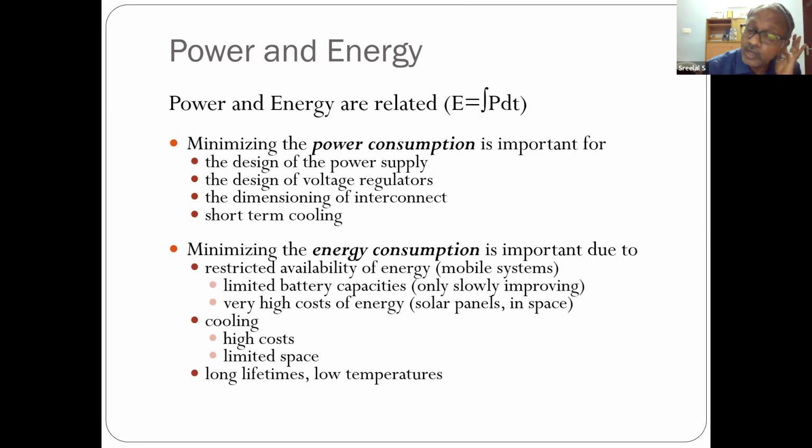As we all know, our mobile phones, for example, are working on the lithium-ion battery, and the weight of the battery depends upon, and the number of times we have to recharge it depends upon how much power the electronics inside is taking. So limited battery capacities and very high costs of energy also are important, especially in space. For example, we harvest energy, as you may all know, from solar panels, and therefore there is a limitation in the amount of energy available, and that too when the satellite is facing the sun only it can be done. So cooling is another aspect which involves high cost, limited space, long lifetimes, and low temperatures.